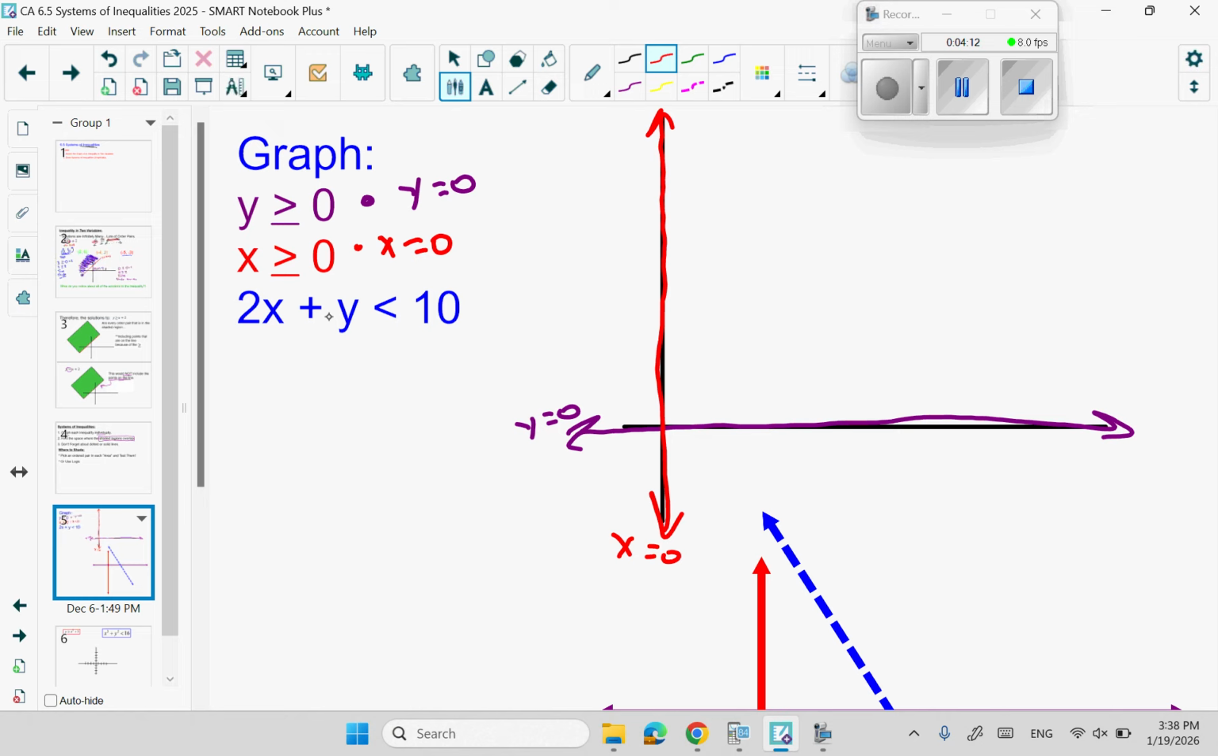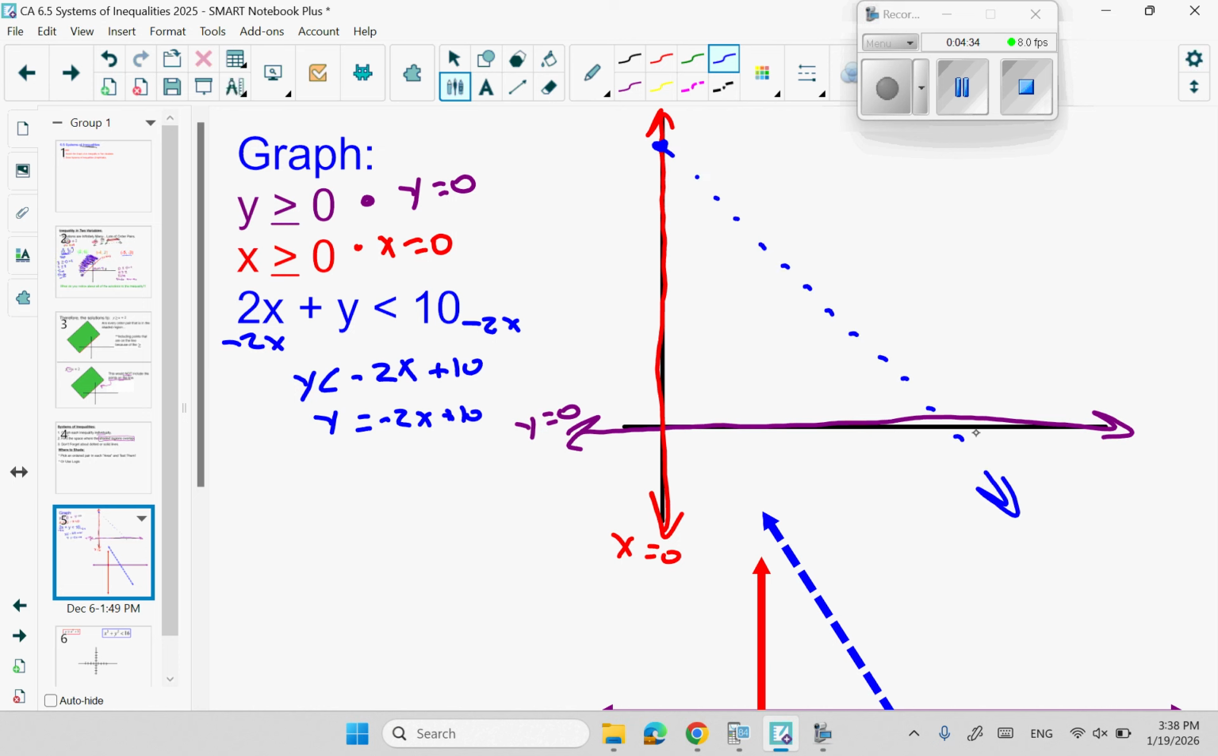And then we have 2x plus y is less than 10. I can subtract 2x from both sides. So I would graph the equation, or have the inequality, y is less than negative 2x plus 10. So I could graph negative 2x plus 10. That would have an intercept of 10, and it would have a negative 2 slope. And that would be a dotted line because it doesn't have the equal to for the inequality.